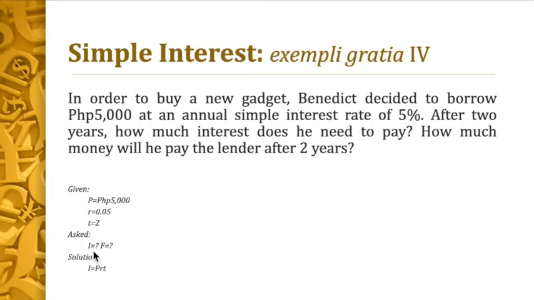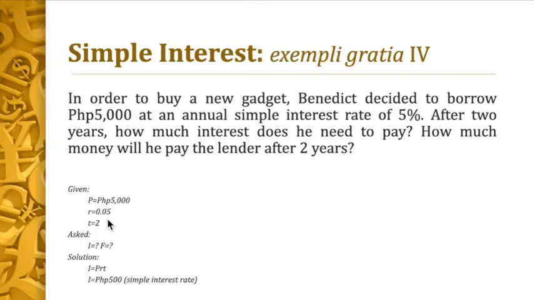Again, PRT: this is P, this is R, this is T. So we have 5,000 times 0.05 times 2. And what appears in my calculator is 500 pesos. I hope also in your calculator it appears 500 pesos. That's the simple interest.